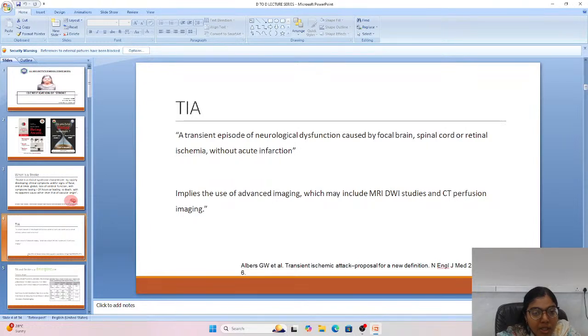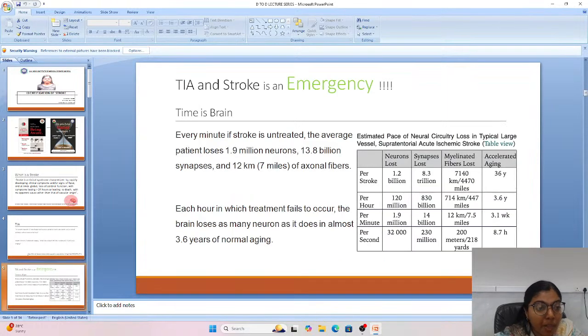TIA, what is TIA? TIA is actually a minor form of a stroke, a transient episode of neurological dysfunction caused by focal brain, spinal cord, or retinal ischemia without actual acute infarction. This implies the use of advanced imaging, which may include MRI diffusion weighted study and CT perfusion imaging. So TIA is actually a form of a minor stroke.